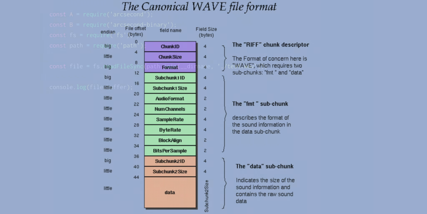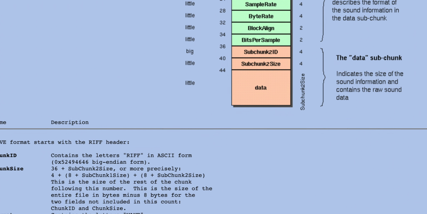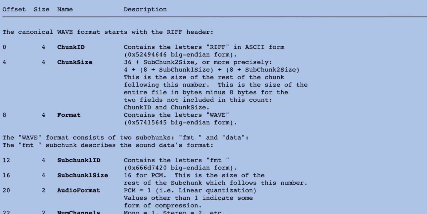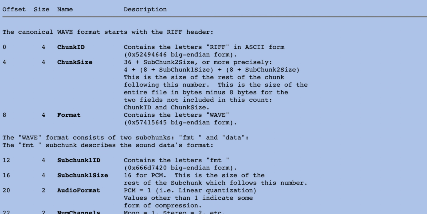According to the image we saw, we first need to parse the RIFF chunk descriptor, which starts with a 4-byte chunk ID. Reading below, it tells us this should be the uppercase ASCII characters RIFF, or the 32-bit big endian number 52494646. In a binary file, the first 4 or so bytes are often referred to as the magic number, and together with the file extension, this magic number can be used to see what kind of file we might be dealing with without having to read the whole thing.